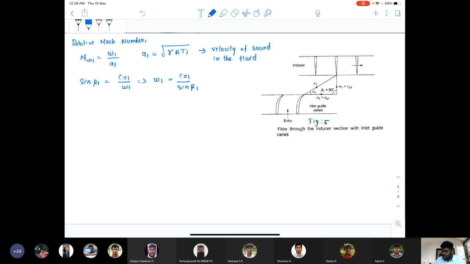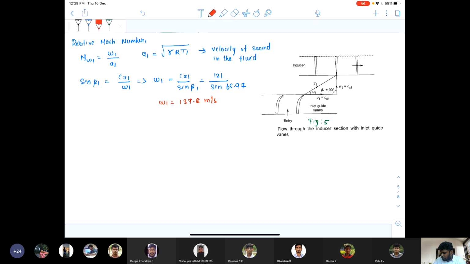We know the value of beta 1, so if you substitute that value, W1 is equal to 121 divided by sine of 65.97, and you will get the value of W1 as 137.8 meter per second. So we have found the value of W1, and now we should find the value of A1 in order to find the value of MW1. Therefore, A1 is equal to root of gamma RT1. If you use this equation, you can find the value of A1.